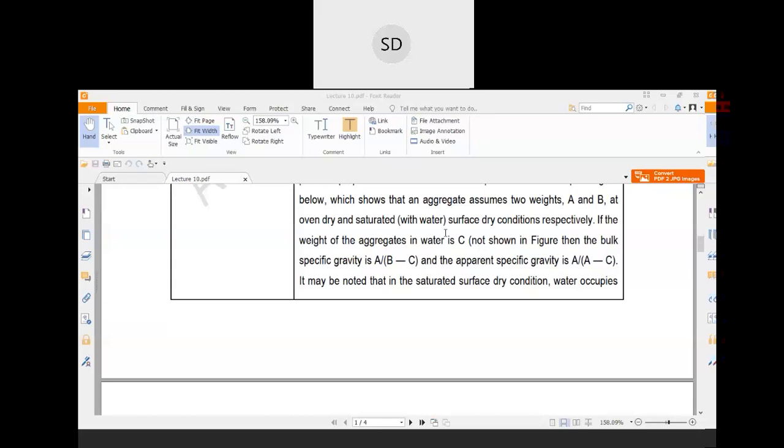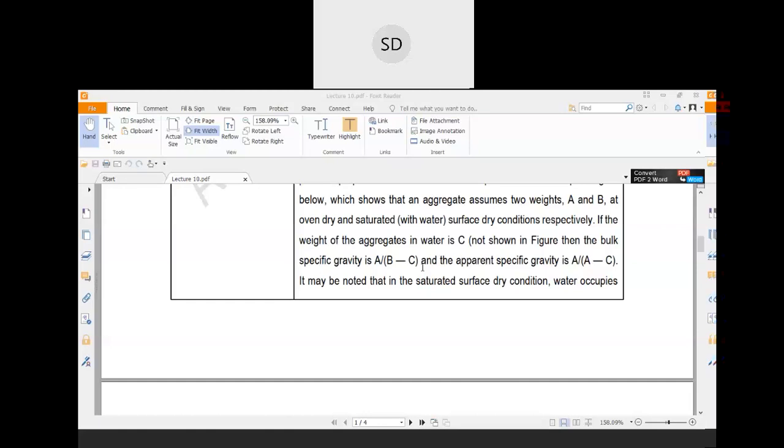suppose you are taking the weight of the aggregate in the water, in that case your specific gravity, that is the bulk specific gravity, would be A divided by B minus C. So what was the A? A is the weight of the aggregate in a dry condition, so there will be no water content in the pores. So A divided by B minus C. What is B? That is the aggregate in saturated surface dry condition, minus C. What is C? Weight of the aggregate in the water. That is your bulk specific gravity.